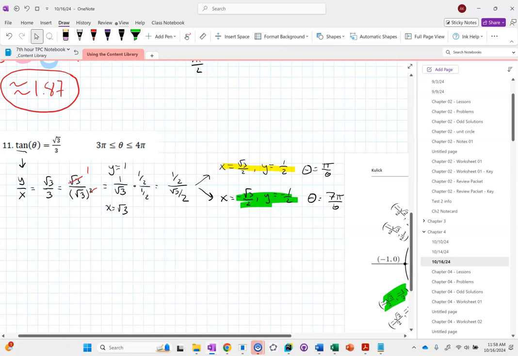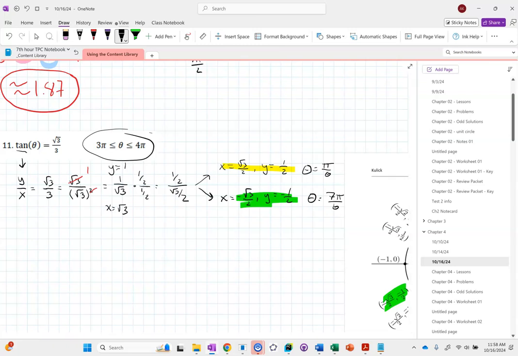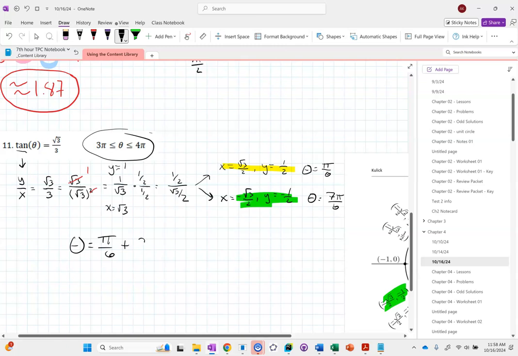Okay. So we have these two hypothetical answers, right? Are either of those answers between 3 pi and 4 pi? 1/6 pi and 7/6 pi? Neither one is in between, right? So what do I do? Let's check to see if there's an angle coterminal to them. So we'll add 2 pi, which is the 360 version of radians.